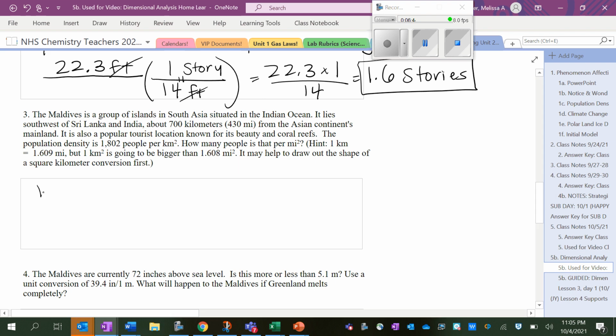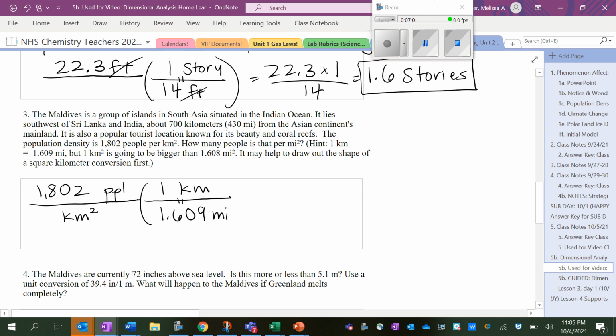So what are we given? Always start by writing what you know. They told us that there are 1,802 people per kilometer squared. We want to get this into miles squared. So we're going to have to cancel out kilometers. I know that 1 kilometer is equal to 1.609 miles. But that only gets rid of 1 kilometer, and it's kilometers squared. So I'm just going to write out this parenthesis again. I could square it also, but it's just kind of nice to see it.